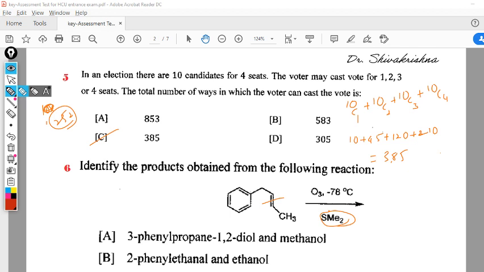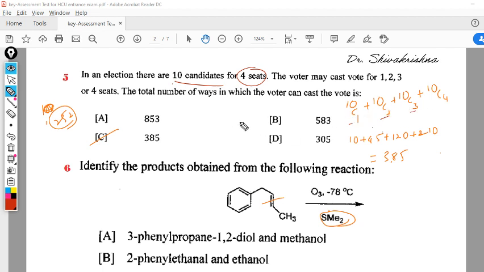Next, it is a probability-based question. Out of 10 candidates, there are only 4 seats available, and it's going to be voted for one or more than one times. Then what could be the probability of getting the candidates voted? It is the sum of the total possible instances. So it is 10C1 plus 10C2, 10C3, 10C4.